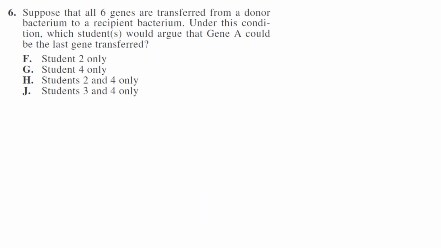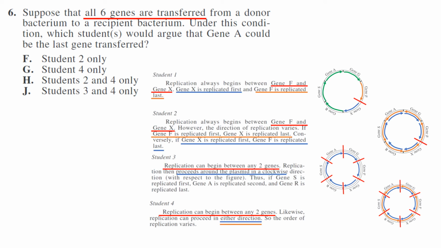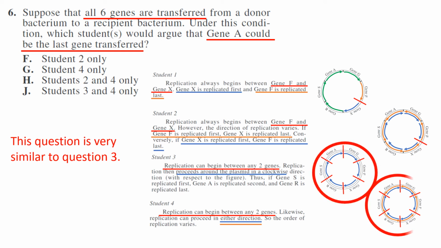Suppose all 6 genes are transferred from a donor bacterium. So all 6 genes, so let's look at all the recipients. Which of the students argue that gene A could be the last? This is very similar to question 3. So question 3, I think, asks which one could be first. This says which one could be last. It's really the same idea. So it could be either 3 or 4 only.